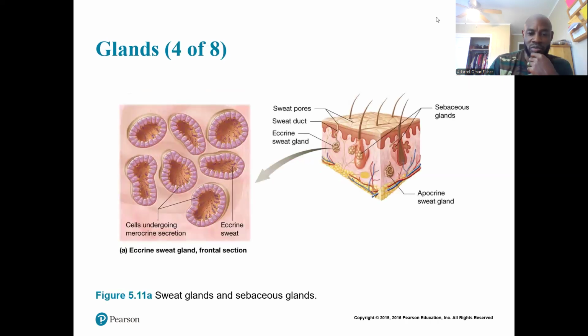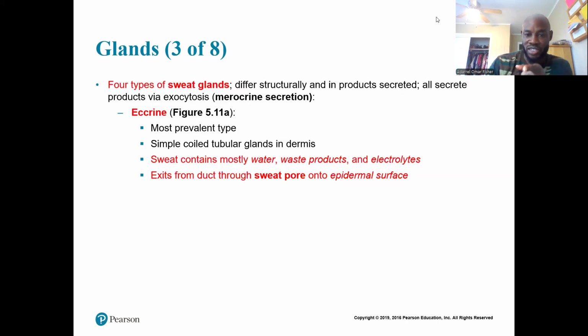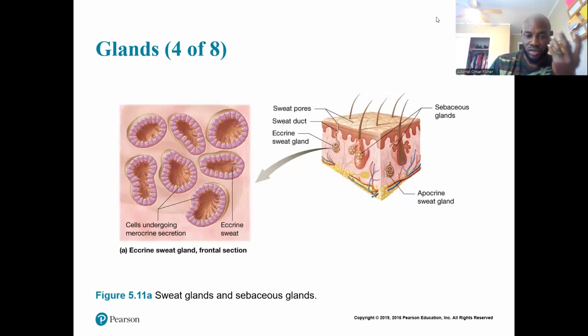These are your sweat glands. Remember, it's a merocrine secretion. So vesicles release this through the plasma membrane up the duct onto a surface.